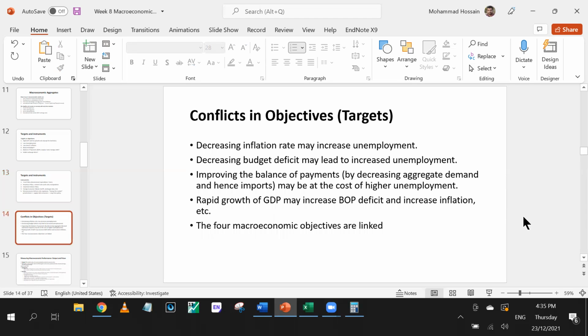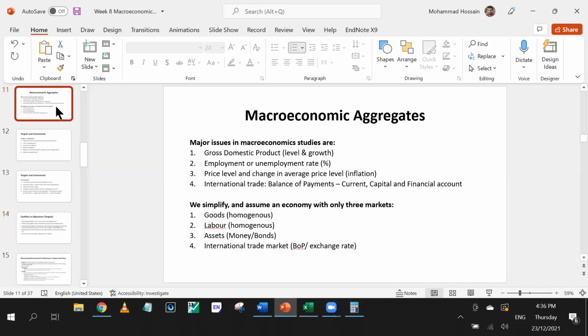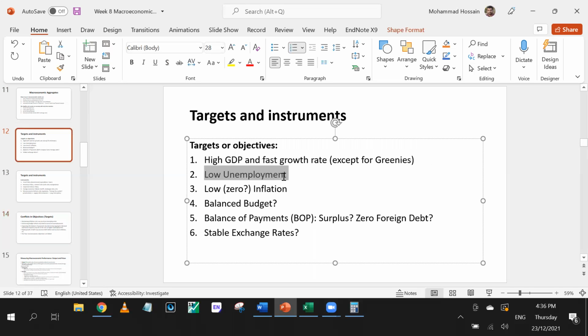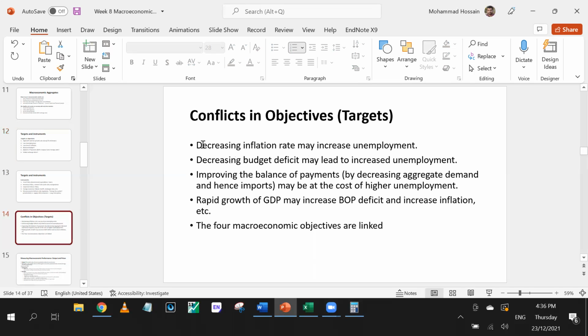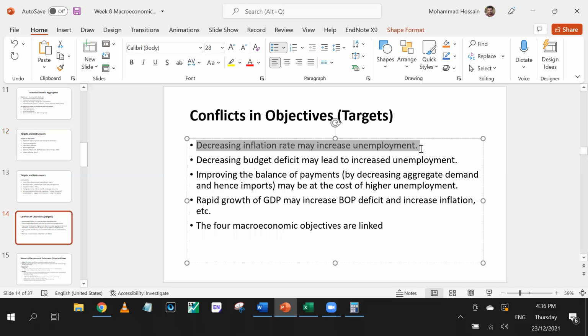Conflict in objectives. In objectives, you have conflicts too. What are the conflicts? When you study the unemployment chapter and the inflation chapter, you will find that if you decrease inflation, and we try to keep the inflation rate as low as possible, but not zero, the problem is that your unemployment will be high. Our objective is low unemployment and low inflation, but low inflation will cause high unemployment. So how are you going to achieve that? This is the conflict. So they bring a balance. We allow a little bit of inflation so that the unemployment rate can be controlled.